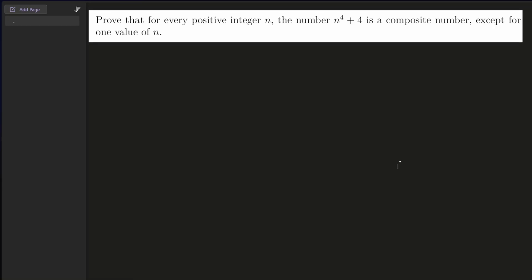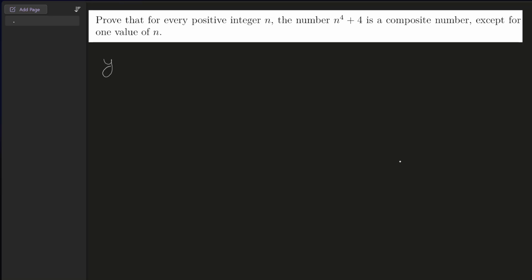We have to prove that for every positive integer n, the number n to the power 4 plus 4 is a composite number except for one value of n. Now, if you were thinking where to start from, how to start, what to do, what not to do, think of the simplest example. Positive integer n is basically a natural number, and the smallest natural number is 1.